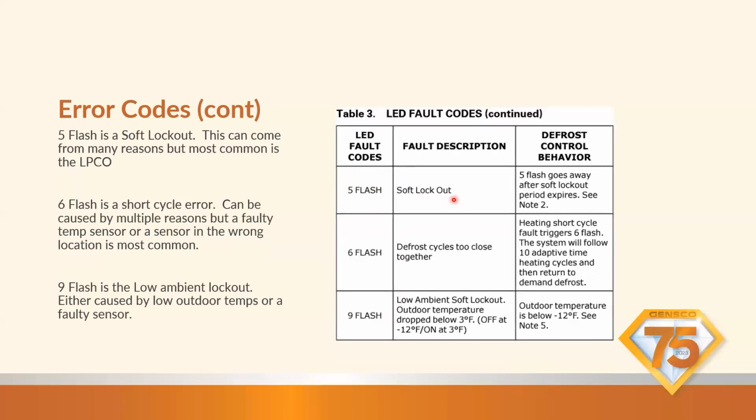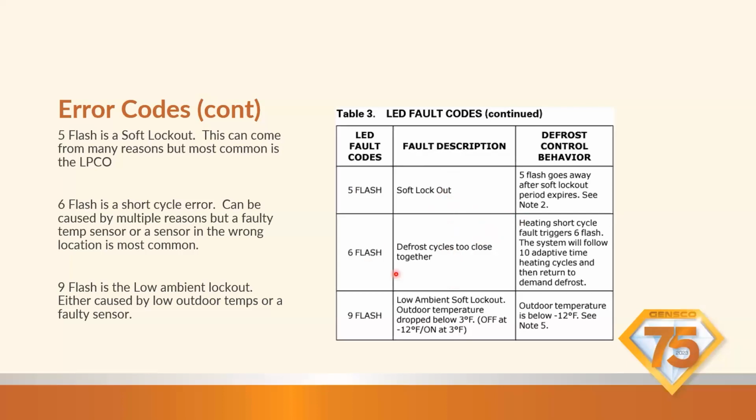Soft lockouts can be 5 minutes to 18 hours, depending on how many times it's been in a soft lockout, how many times this has happened. So if it's your first time it's happening, it'll be a 5-minute soft lockout. If it's the 8th time it's happened, you're in an 18-hour soft lockout. So there could be a lot going on there. So if you see a 5 flash, that means you had a low pressure cutout and it reset. That means there's enough refrigerant in there to close that low pressure cutout back down.